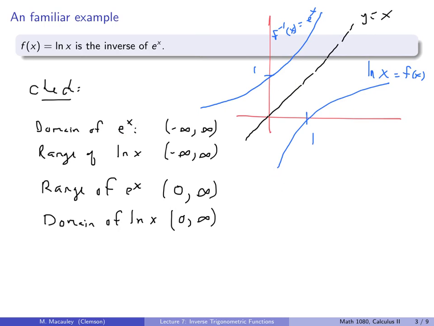And so notice these are the same. Let's try that again. These are the same, and those are the same as they should be.